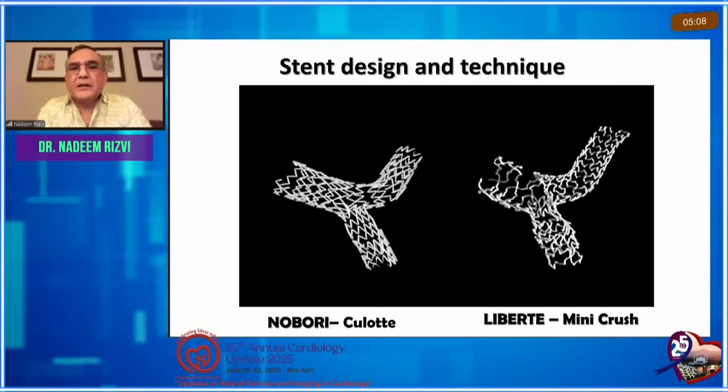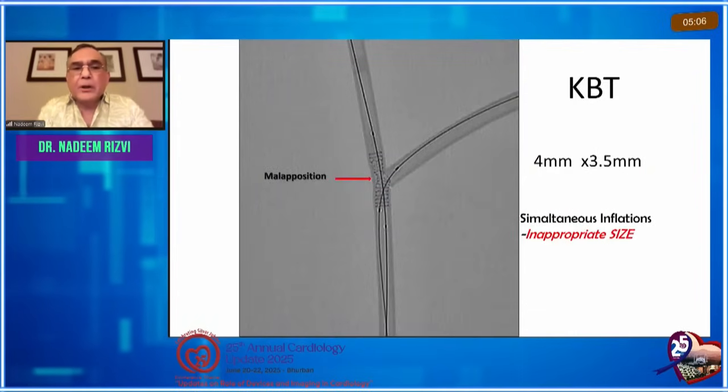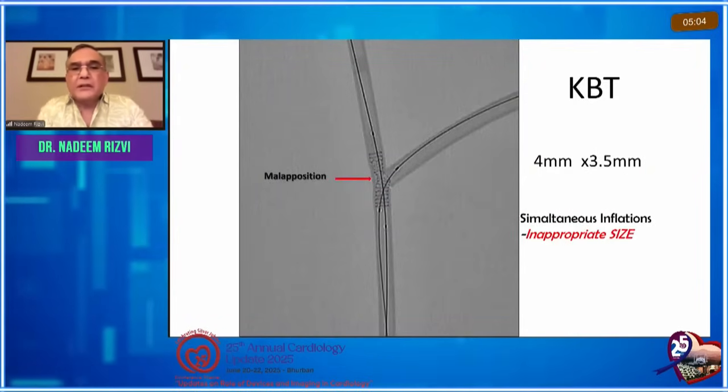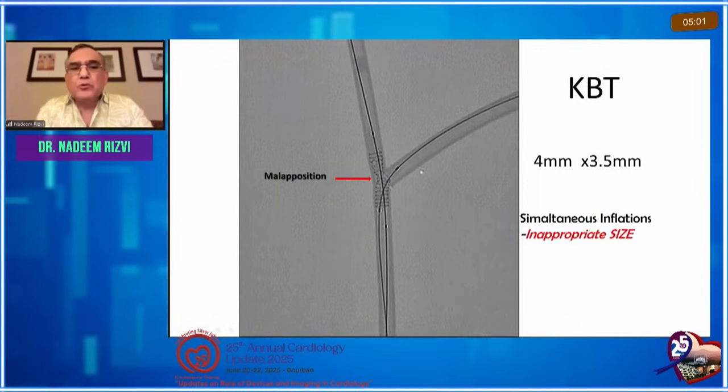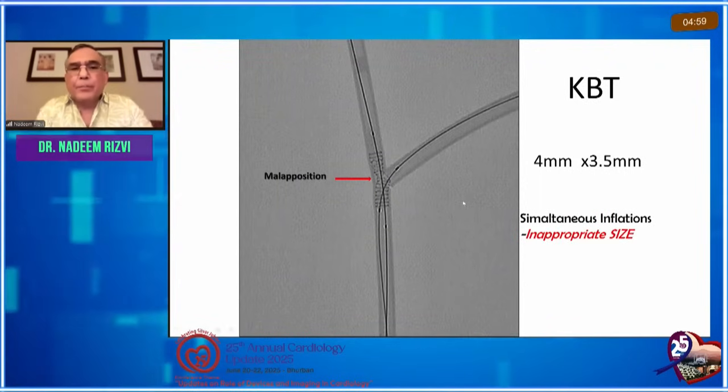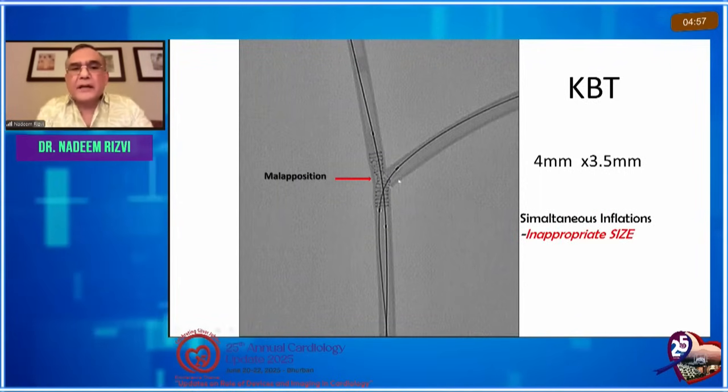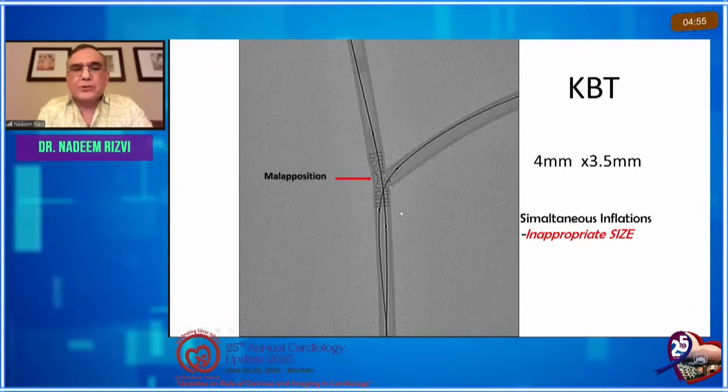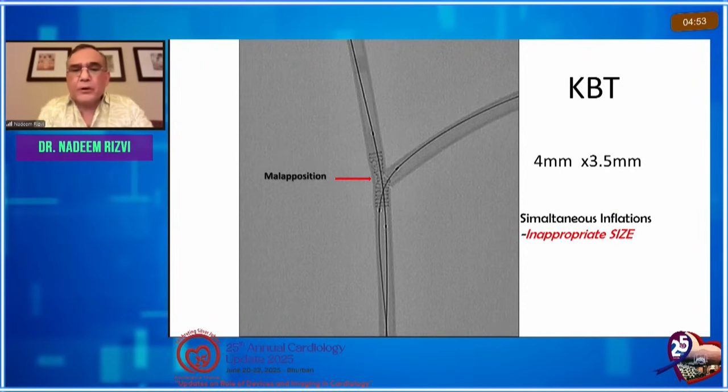So it doesn't matter. The stent designs and the techniques do matter. Again, the balloons that you use for final kissing also do matter. So if you use inappropriate balloons, you can have these kinds of stent disruptions or areas where it's not fully expanded.